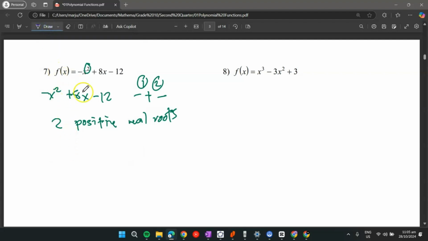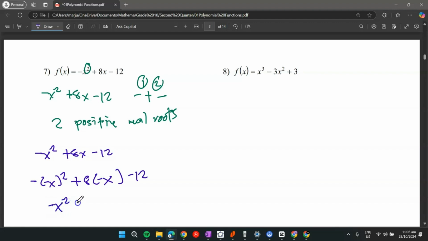But again, I am telling you that the answer to this is 0. We will not have negative real roots. But again, we'll try. x squared plus 8x minus 12. Replacing x with negative x, this becomes negative x squared plus 8, then negative, and then 12. So simplify, this is just negative x squared minus 8x minus 12. So again, I have negative, negative, negative.